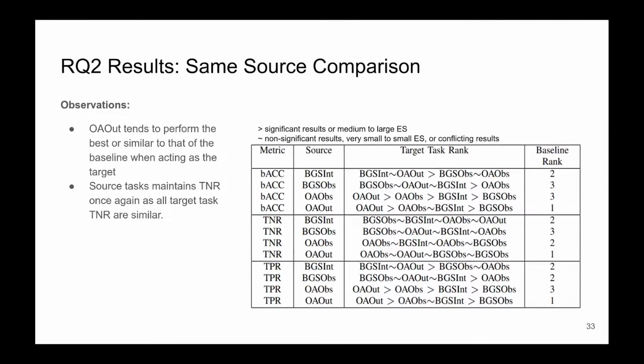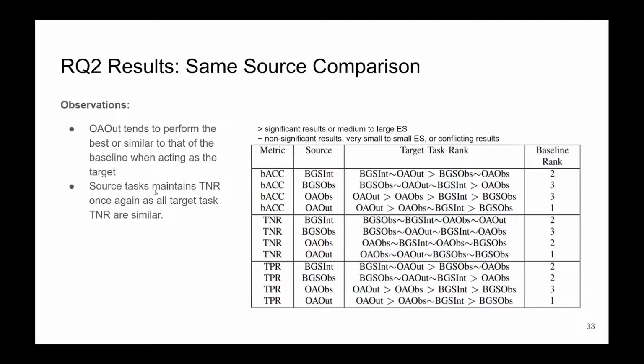So for the next results, we want to do the same thing, but instead of holding the target task the same, we hold the source task the same. And so when we do this and we do a multi-comparison across the different target tasks for a given source task, what we find is very interesting, and that is that OA out tends to perform the best, or similar to that of the baselines. So here we can say when training on BGSint and testing on BGSint, there's a similar score when training on BGSint and testing on OA out. And we see that no matter what for all back TNR and TPR for the most part, it's either tied with or outperforming.